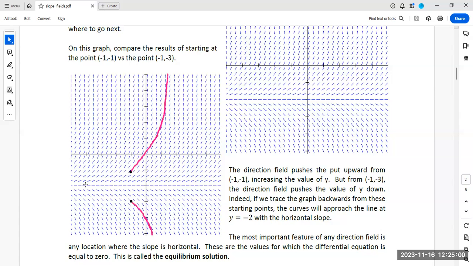This point where the slopes are horizontal, we call that an equilibrium point, because if you start there, you stay there.